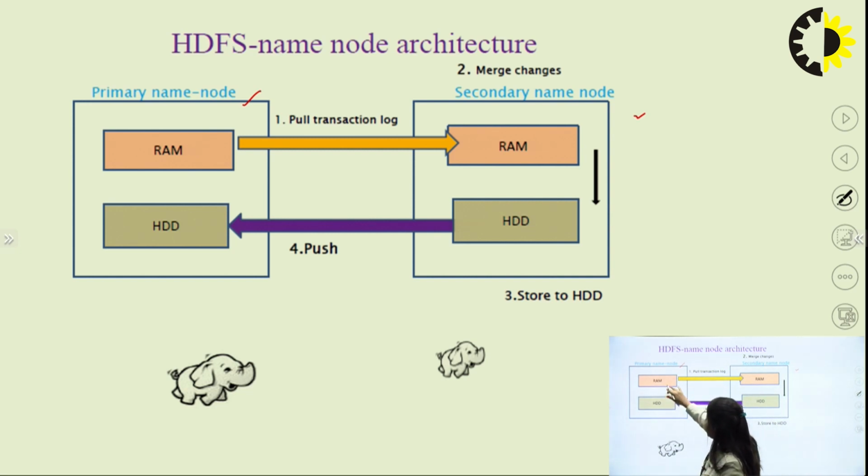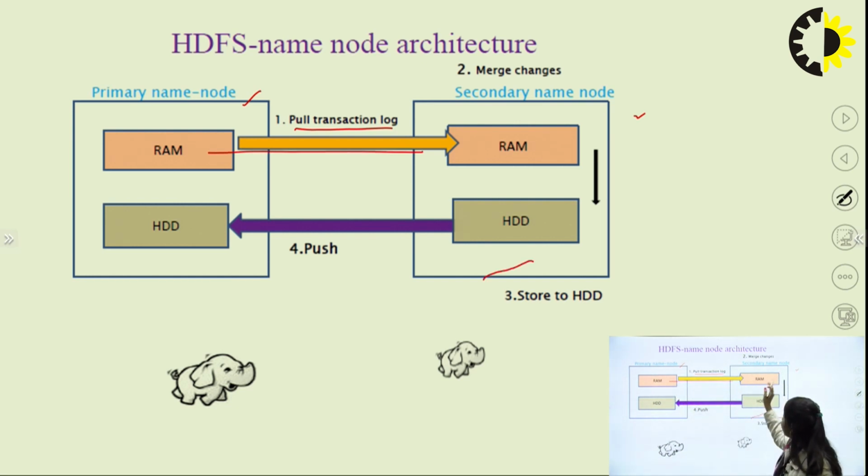So at the primary name node, it has the RAM and hard disk, and its first step is to pull the transaction log. All the logs of the file stored in that RAM are going to be pulled onto the secondary name node, and here it is going to merge the changes. So what kind of changes are performed on that data? That will be merged at this point, and this is going to be saved onto the hard disk drive.